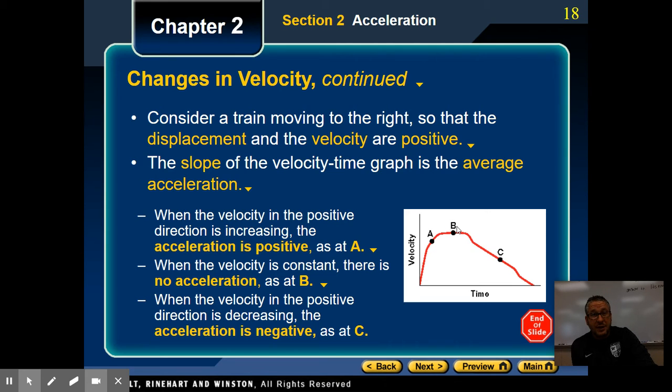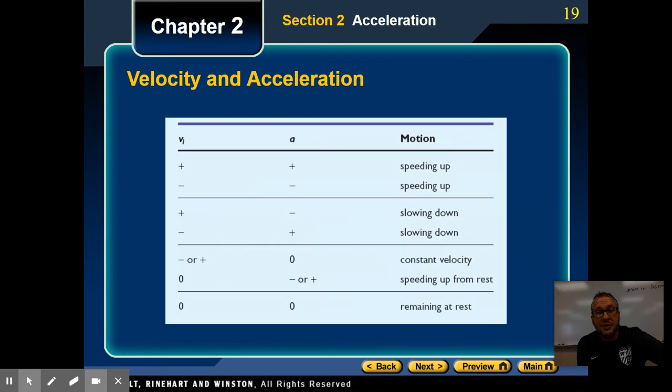So there's no change in speed or direction at that point. And lastly, we see the slope of the motion, or the acceleration of the object, sloping downwards, okay? That means the velocity is decreasing in the positive direction. Therefore, the acceleration at C would be negative, okay? So we can look at a graph and describe an object's acceleration by simply looking at velocity versus time.